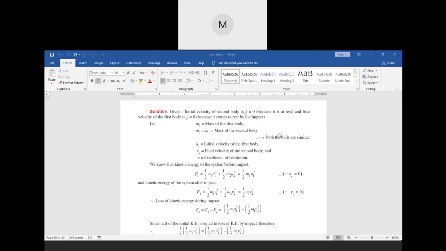Okay. So now after that, let us find out. Assume that the mass of the first body is m1. Now m2 is the mass of the second body. u1 is the initial velocity of the first body, and v2 is the final velocity of the second body. Now e is the coefficient of restitution. Okay, so now you can find it out.